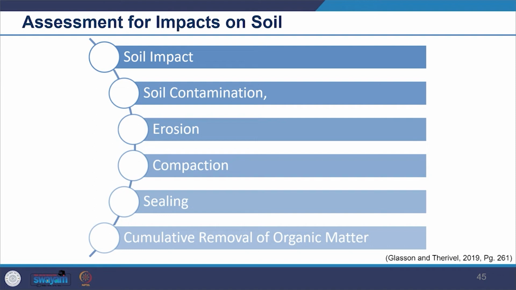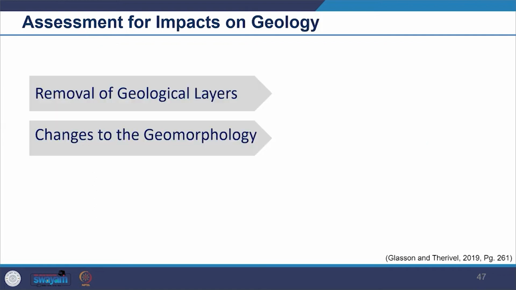If you see the difference between the two, when you're studying the land, you're looking at the kind of land use, what is going on, and how other uses are coming in. And when you're looking at the soil, you're looking at the characteristics involved and the quality of those characteristics. While reviewing impact on geology, we look at the removal of geological layers and changes to the geomorphology. When we do certain kinds of projects, how those geological layers are going to change, or what will happen to the entire geomorphology there.